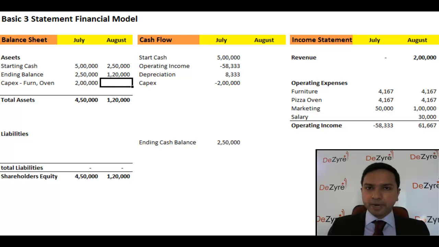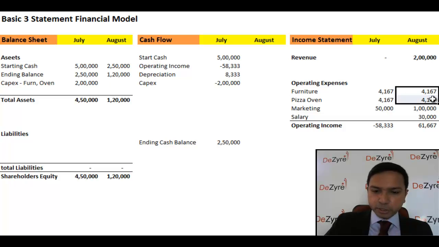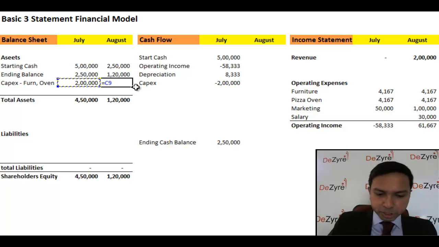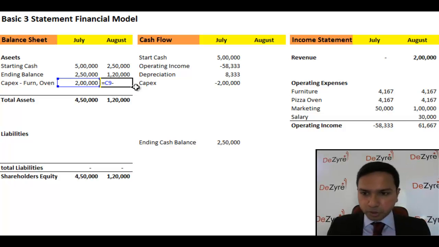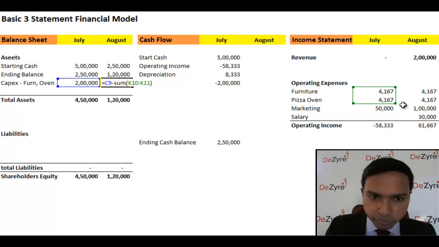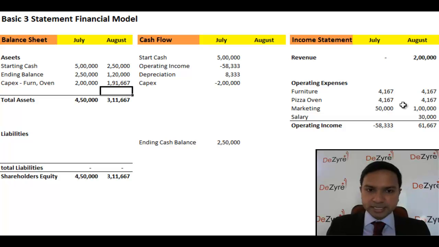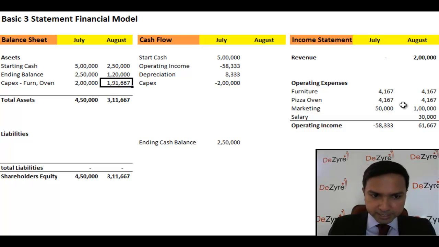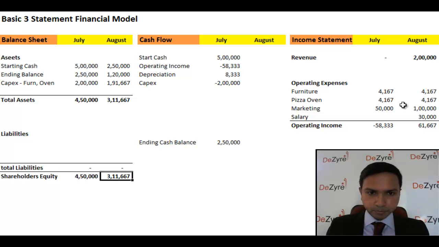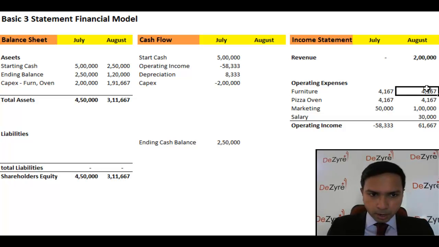Now let's come to your capex. Are you making any new capital expenditure in August? No, right? You didn't buy any new furniture or pizza oven. However, the value of your furniture and your pizza oven is not 2 lakhs anymore. Because you depreciated it, you're going to subtract the depreciation from the previous month from the original value of your asset. So the new value of your asset is only 1,91,667. And that's your total assets. You have no liabilities yet, and your shareholders' equity is essentially your total assets right now because you have no liabilities.